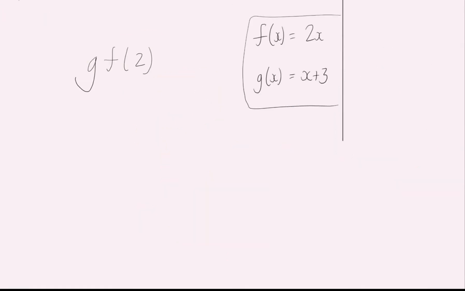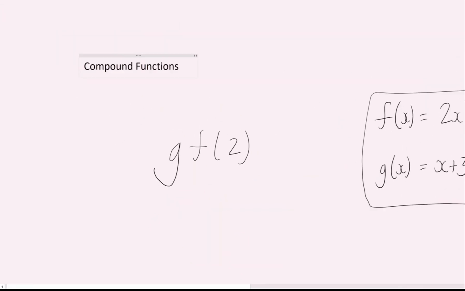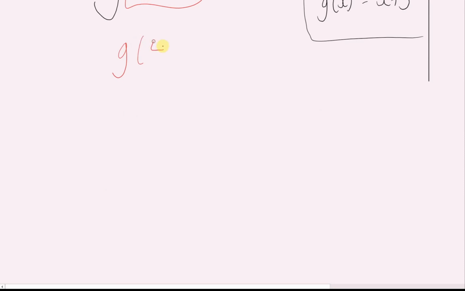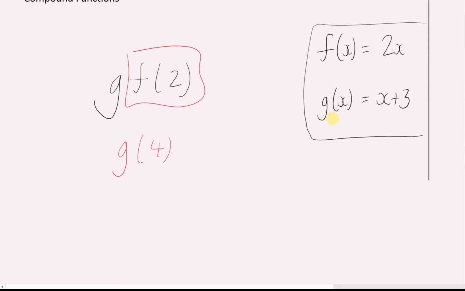It's worth noting here, if I change all the letters, and instead I work out gf of 2, I will get a different answer. So let's do that now. Again, we start from the inside. f of 2 is going to be 2 times 2, which is 4. So we're now going to work out g of 4. To work out g of x, we just add 3 to it, so that will simply be 7.